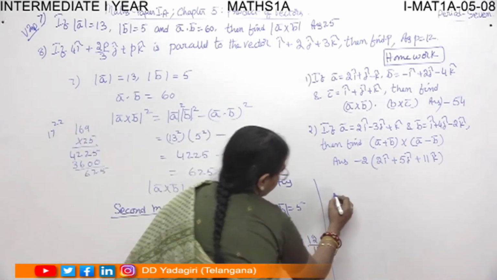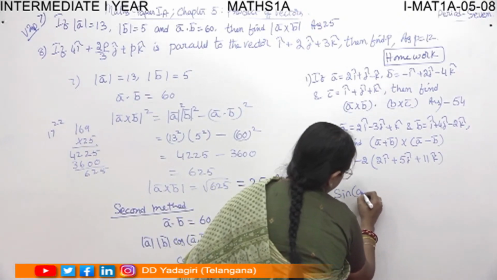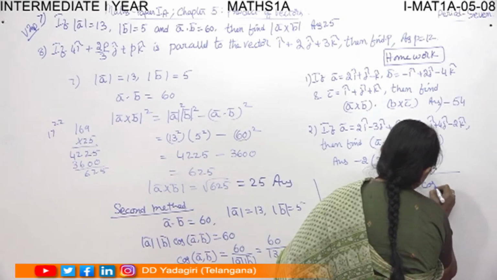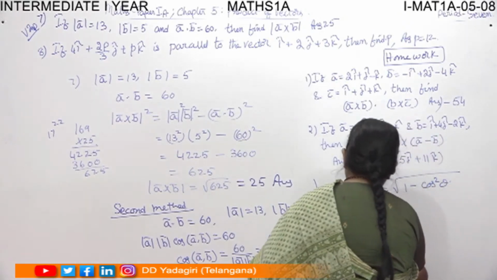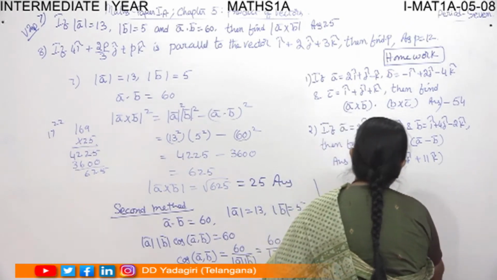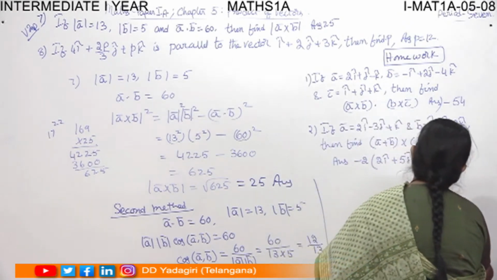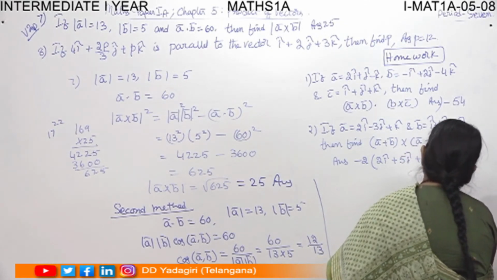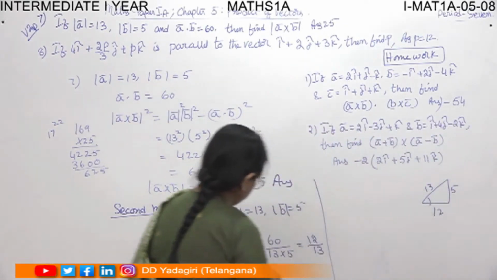So from this you will get sine of angle between A and B as sine theta is equal to root of 1 minus cos square theta. Or else you can just draw the diagram. Cos of angle between A and B is 12 by 13, so you can draw the right angle triangle. Adjacent side is 12, hypotenuse 13. So the other side is 5. Like this you will get.